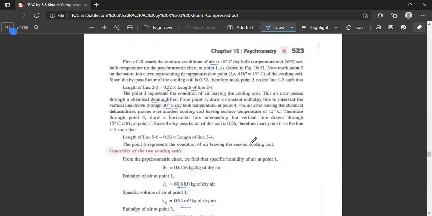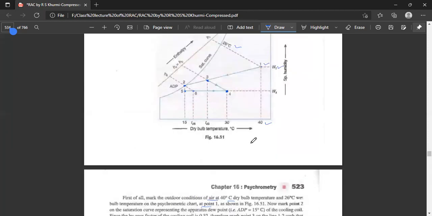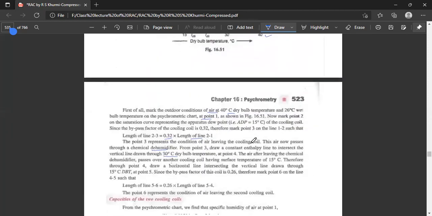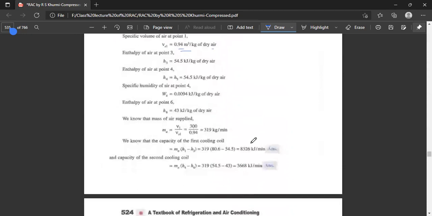We get all these point enthalpies in a similar manner by dropping a vertical line. That is H3. H6 is in kilojoule, and the mass of air thus supplied is V1 by VOC. VOC is 300, and the specific volume is given as VS1. So the mass of air supplied is 9.13 kilojoule per kg. So the capacity of the first cooling coil, H1 minus H3 multiplied by the mass of air supplied, is 8326 kilojoule per minute.